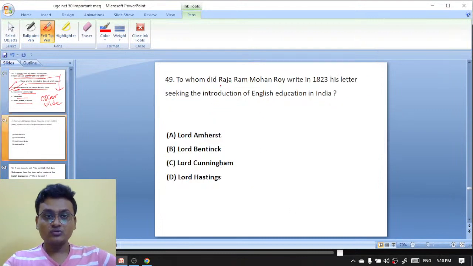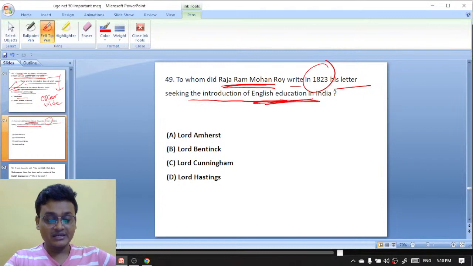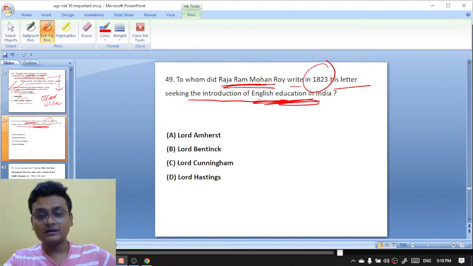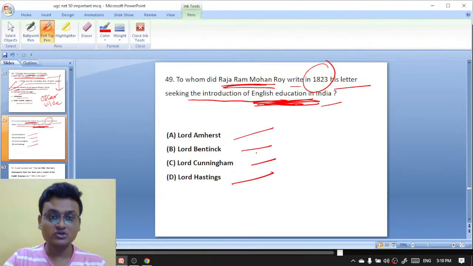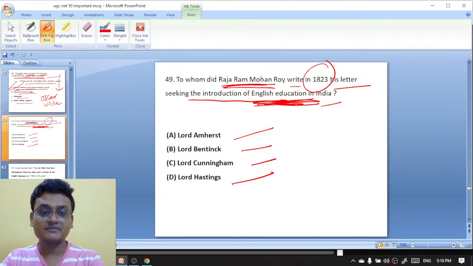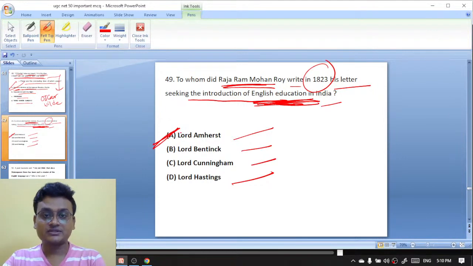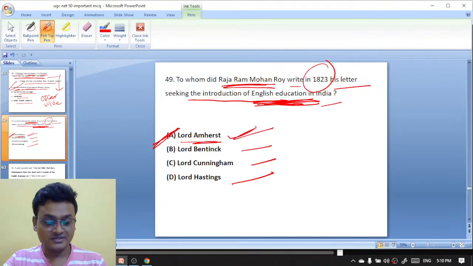To whom did Raja Ram Mohan Roy write in 1823 his letter seeking the introduction of English education in India? Lord Amherst, Lord Bentinck, Lord Cunningham, Lord Hastings. It is Lord Amherst. Raja Ram Mohan Roy sent his letter to Lord Amherst, wanting the introduction of English education in India. Lord Amherst is the answer here.